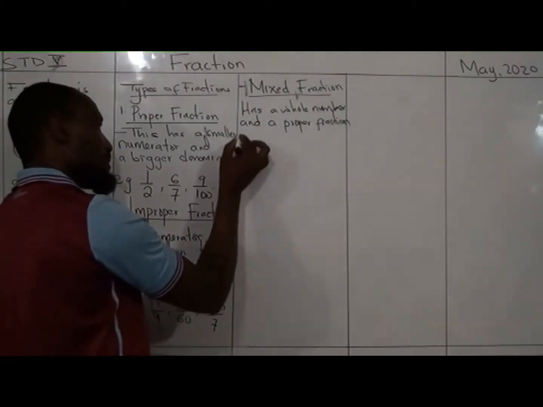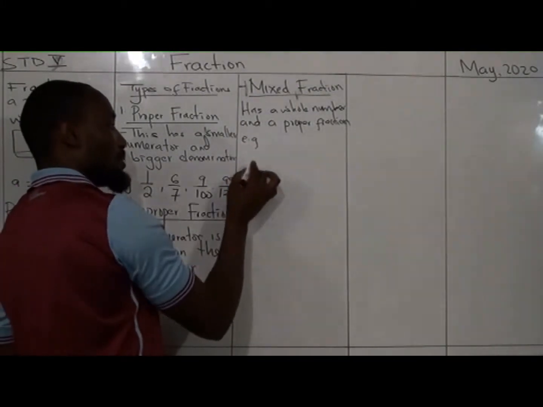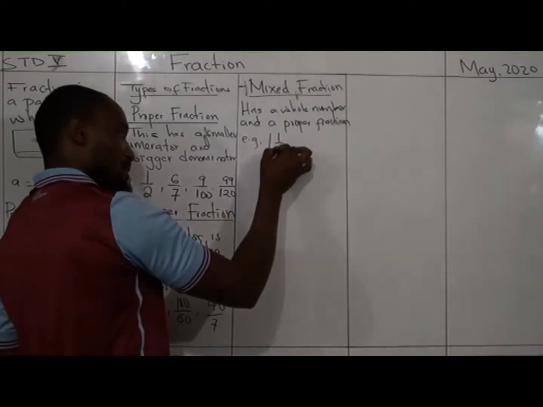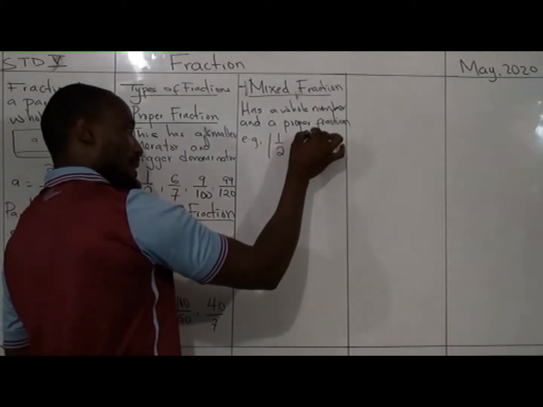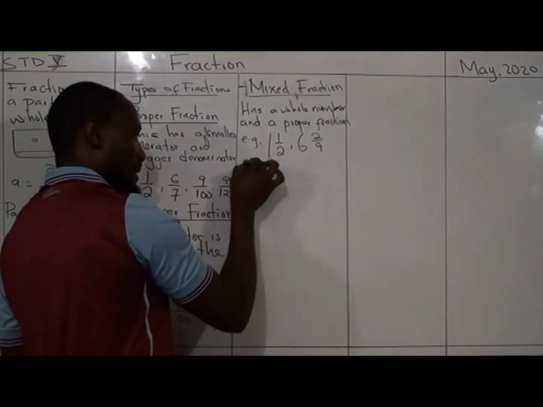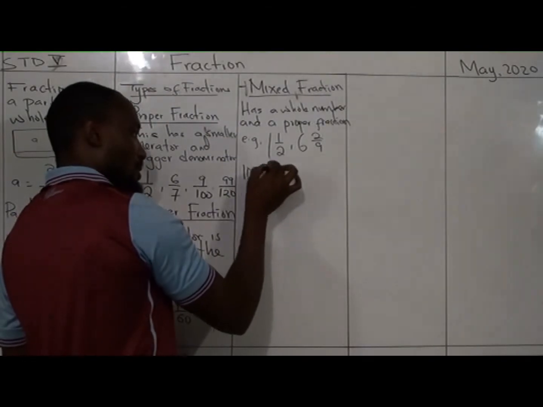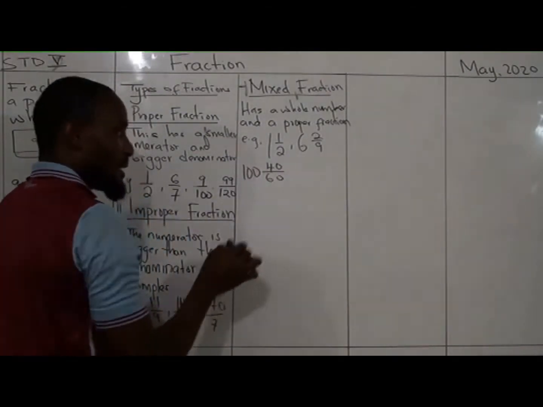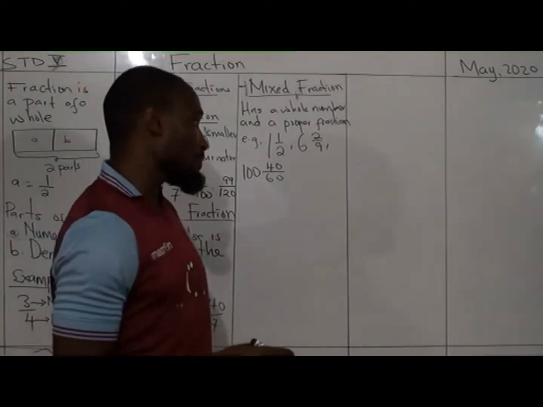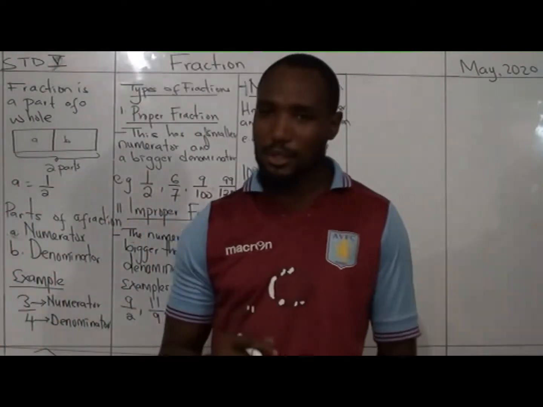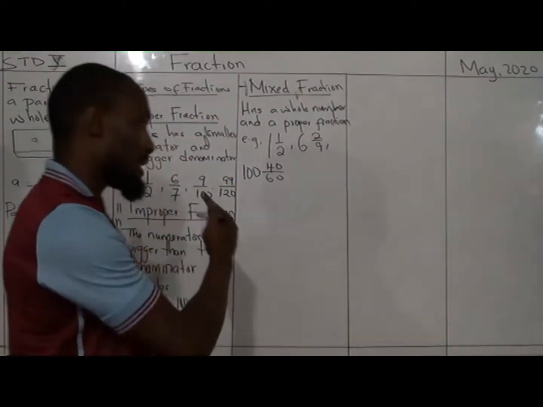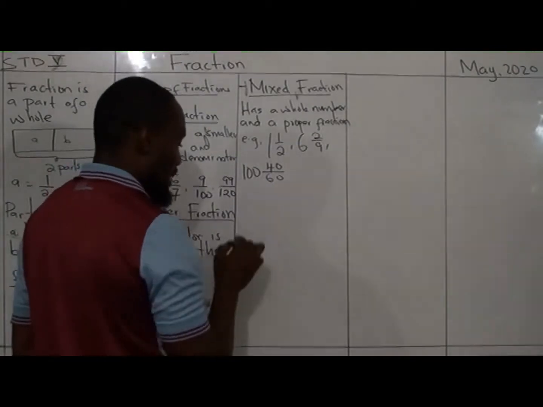Now, if you give examples, you are going to say a whole number and a proper fraction, maybe 140/60. These are examples of mixed fraction. So if somebody asks you to name examples of mixed fraction, just take a whole number, then a proper fraction, as we have said here. After that, let's go direct to conversion.